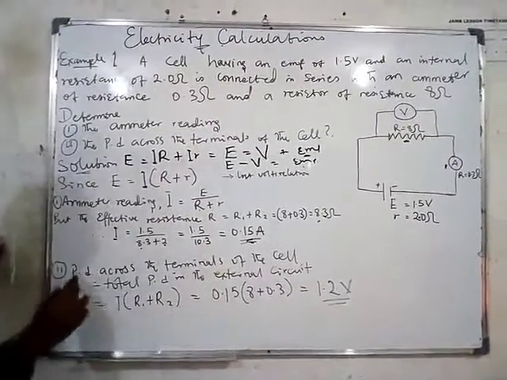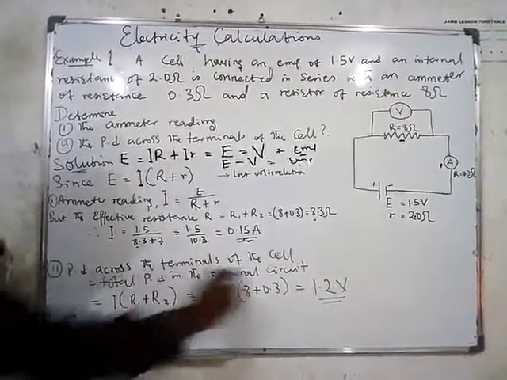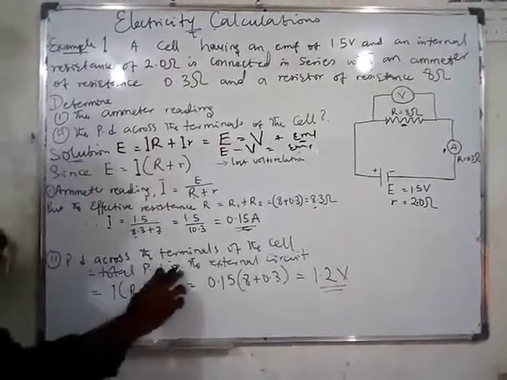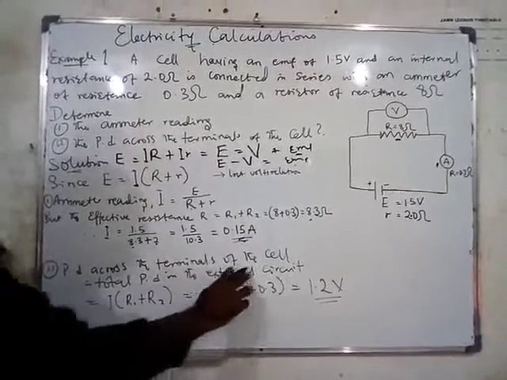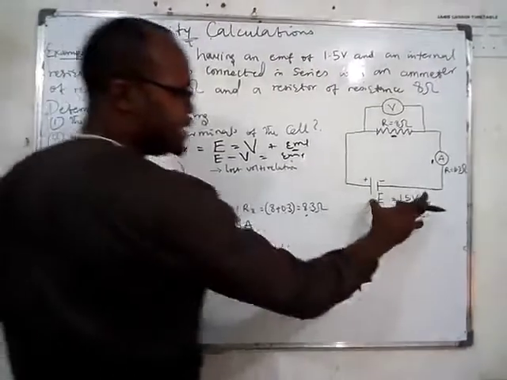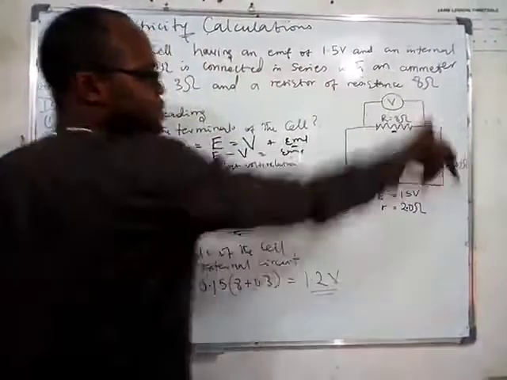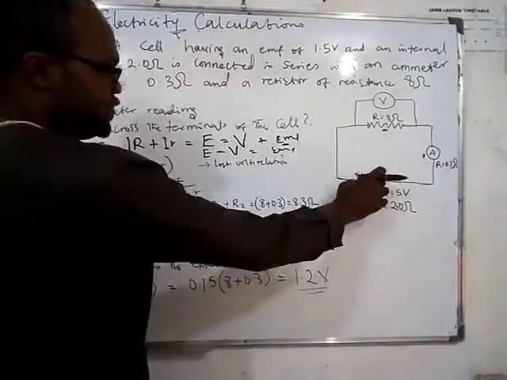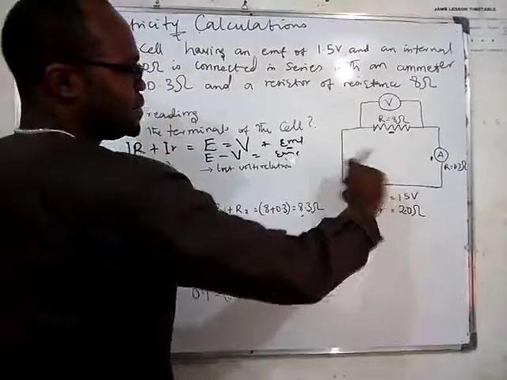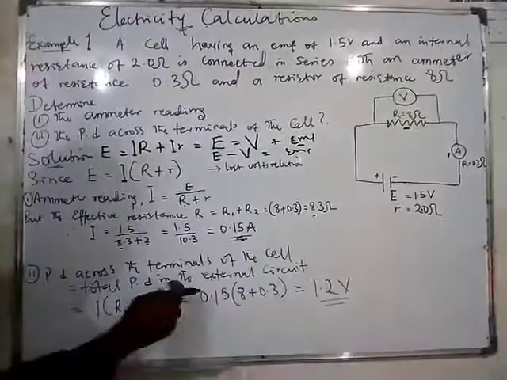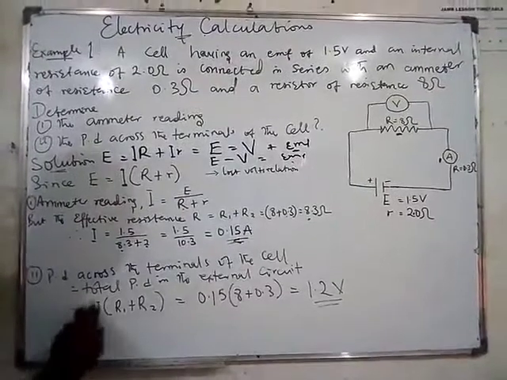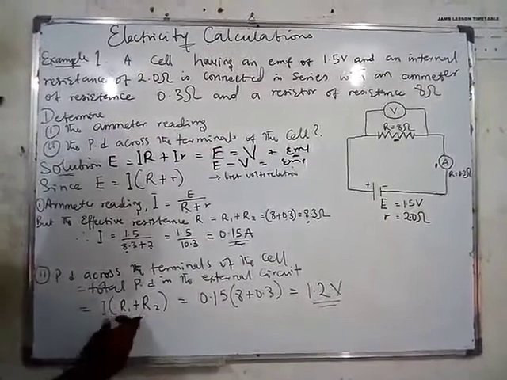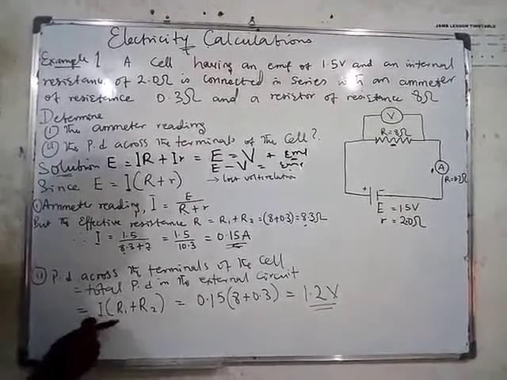Now to solve number 2, which is what? Potential difference across the terminals of the cell. What is the potential difference? Total potential difference in the external circuit. You know that this cell is supplying the external circuit. So the potential difference across the terminal of this cell is the total potential difference in the external circuit, which is simply IR.